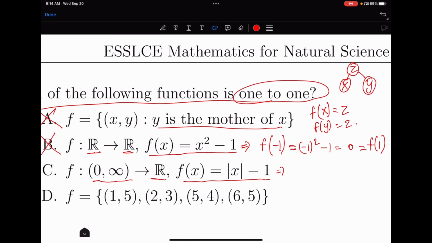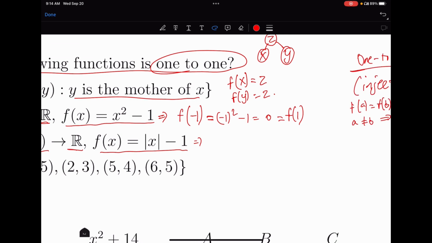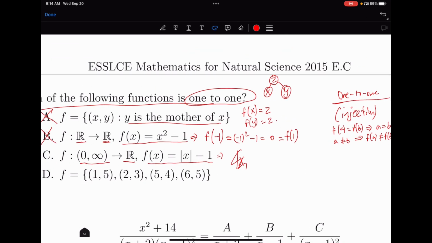Actually, this is injective. Why? Because what is the domain of the function f? It is 0 to infinity, right? Let's take x an element of 0 to infinity. This implies that x is greater than 0. If x is greater than 0, this implies that the absolute value of x is simply x. So the absolute value of x minus 1 would simply be x minus 1, which is equal to f of x.